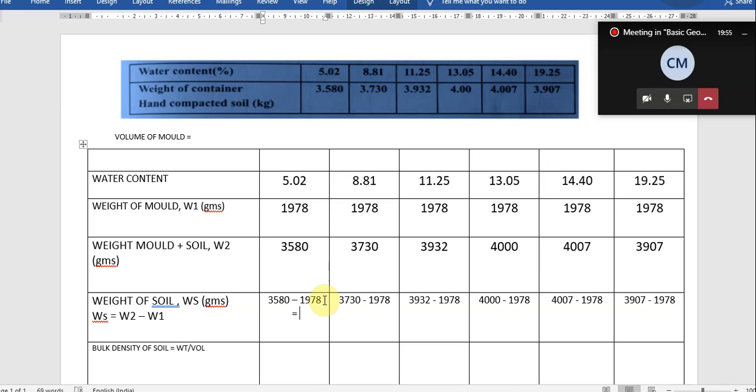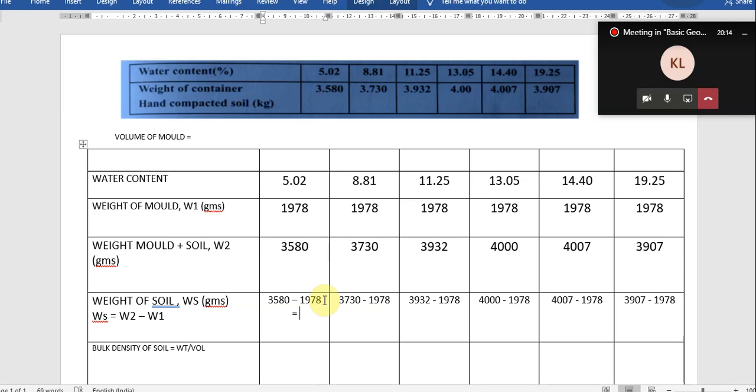Anyone? Simple calculation. What is the weight of soil? 1602. How much? 1602.